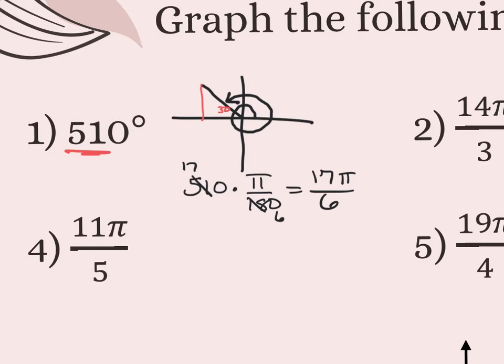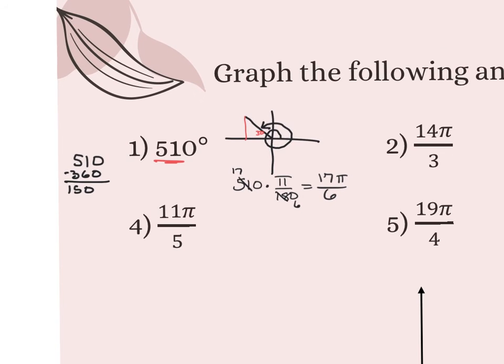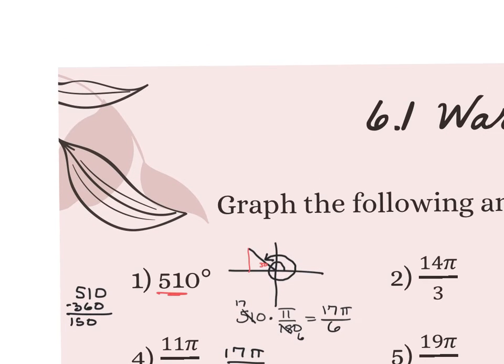Now, let's say they ask you to figure out what the reference angle is in radians. Instead of turning it into degrees and subtracting 360 to get a reference angle, what we can do here, yesterday you were shown that 2 pi is equivalent to 360.